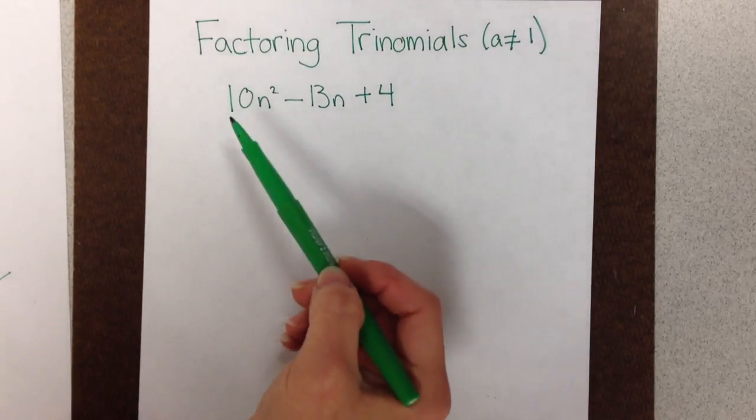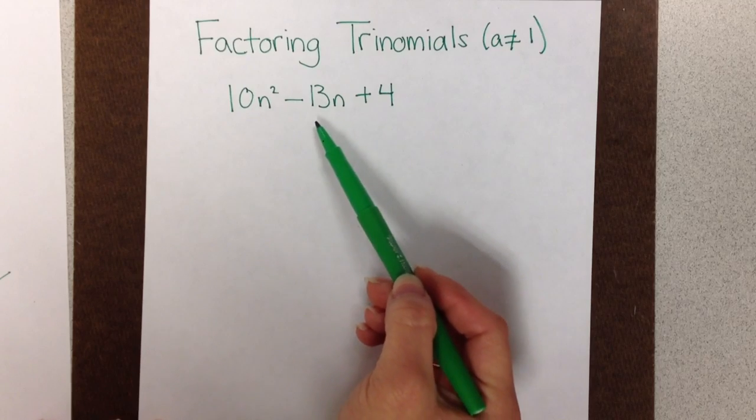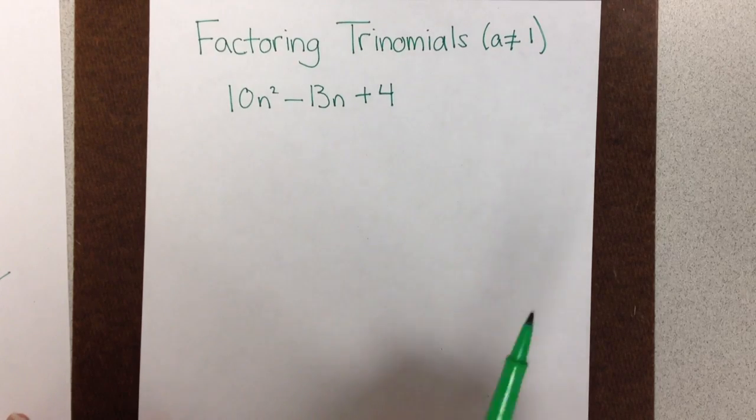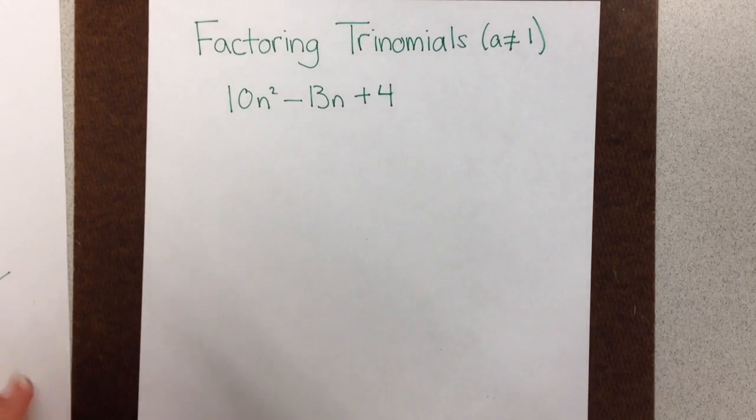So we're going to look for the greatest common factor of 10n squared, negative 13n, and positive 4. However, there isn't a greatest common factor. Our greatest common factor is only 1. So therefore, we're going to move on to the steps that we would normally take to factor a trinomial.